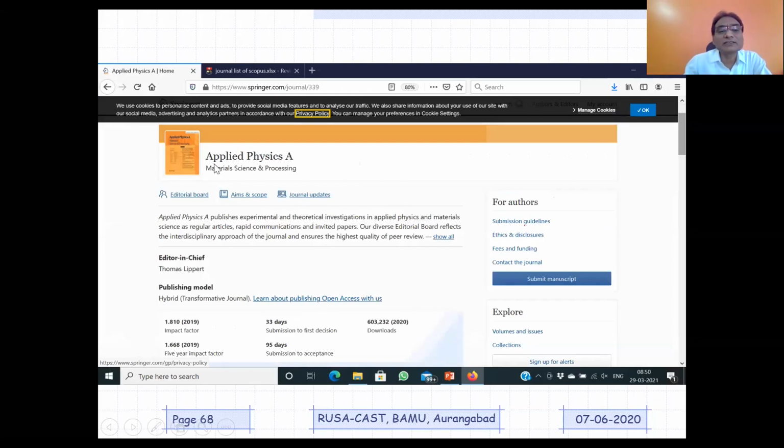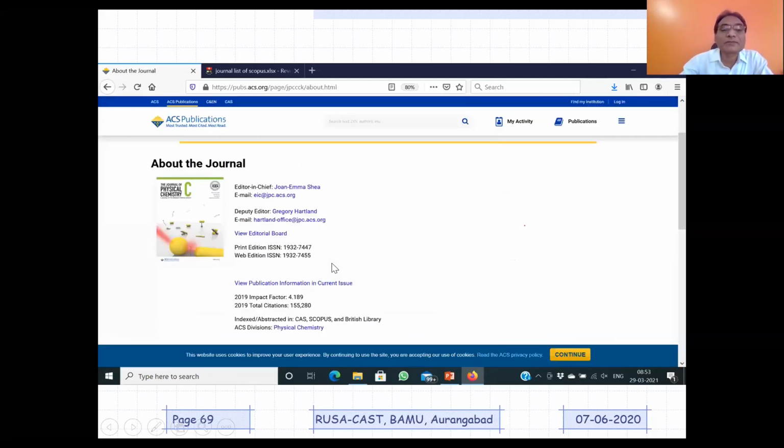This is one more journal, because I am showing you glimpses of some of the reputed journals in the area of material science: Applied Physics A, Materials Science and Processing. You can see impact factor is 1.8, and the 5-year impact factor is 1.68. Now see, the 2-year one is 1.8, meaning this is the yearly impact factor, but it checks the record of the last 2 years. And this is the 5-year impact factor; the CiteScore is not given here, but if you search the website you will find it there.